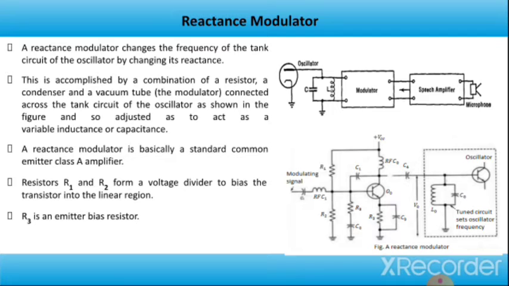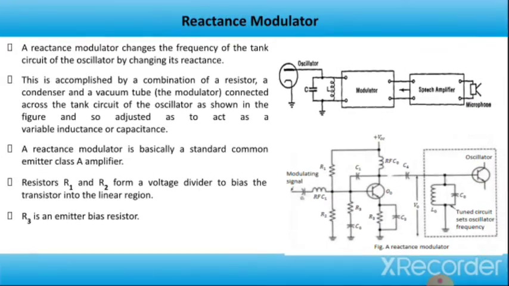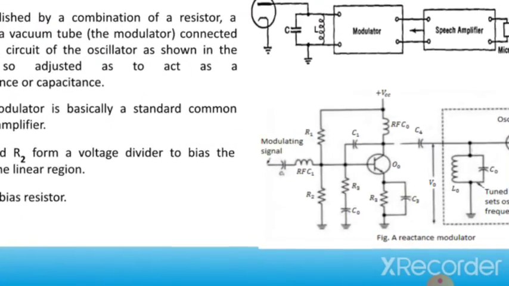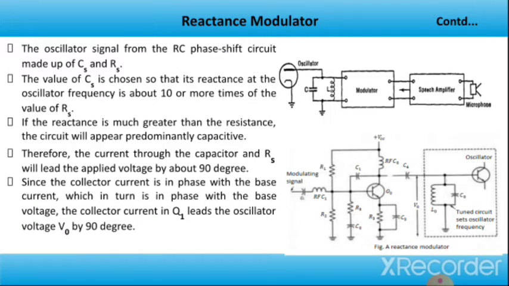A reactance modulator is basically a standard common emitter class A amplifier. Here resistors R1 and R2 form a voltage divider to bias the transistor into the linear region. R3 is the emitter bias resistor. The oscillator signal goes through the RC phase shift circuit made up of CS and RS. The value of CS is chosen so that its reactance at the oscillator frequency is about 10 or more times the value of RS.